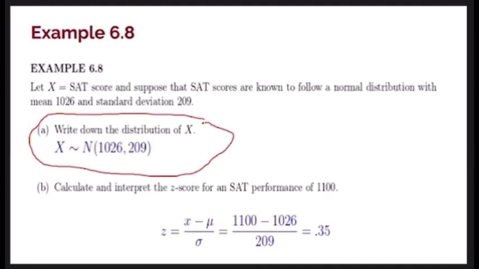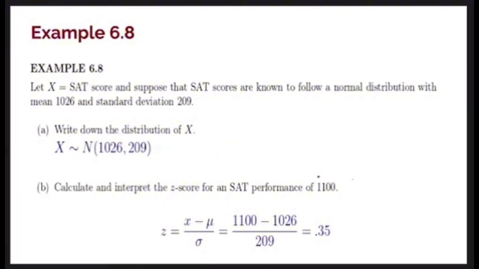That's all. Now, for the second question, I need you to pay attention to part B, because the Z score will enable us to compare your score. Like if you write an exam, the Z score will enable you to compare your score with the average of others, with the average of all the scores. Now, calculate and interpret the Z score for a SAT performance of 1,100. Please pay attention. This is a raw data point. For this particular person, the score is 1,100. We want to calculate the z-score for this person.